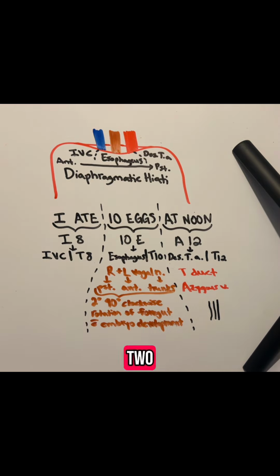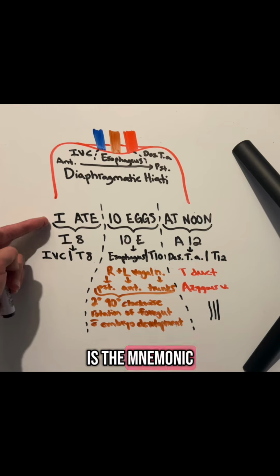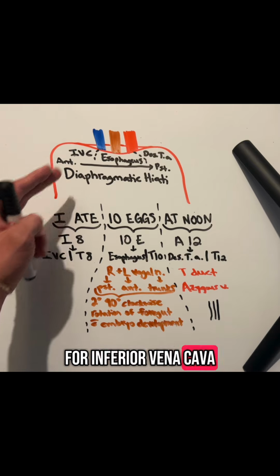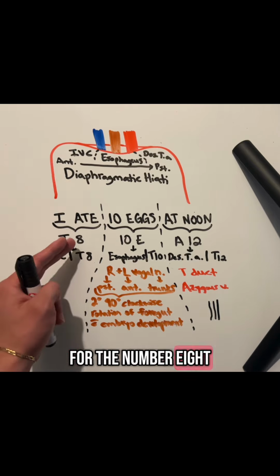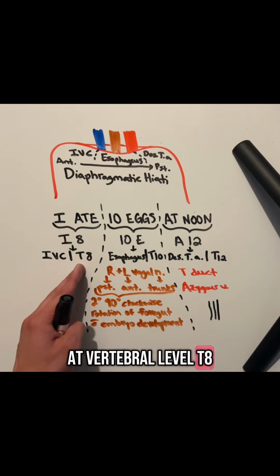It's between those two. Now, the way in which we remember these three diaphragmatic hiati is the mnemonic, I ate 10 eggs at noon. Now, I stands for inferior vena cava, and 8 stands for the number 8, telling us that the inferior vena cava pierces the diaphragm at vertebral level T8.